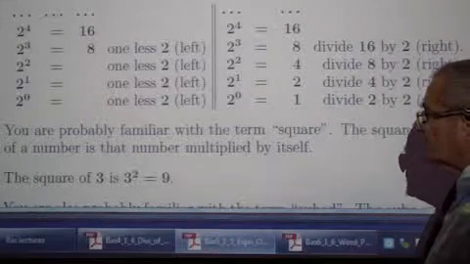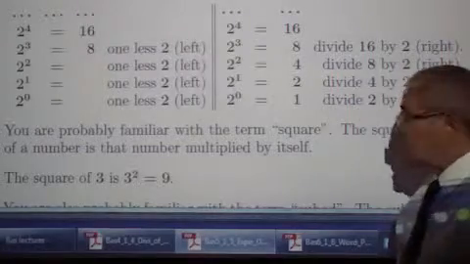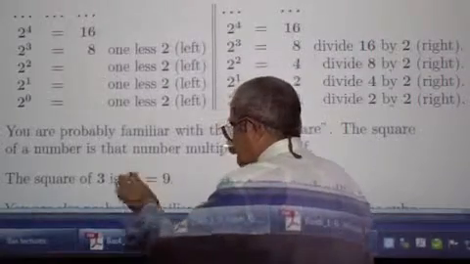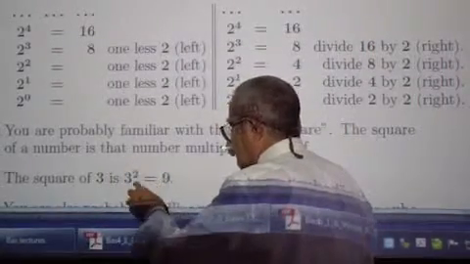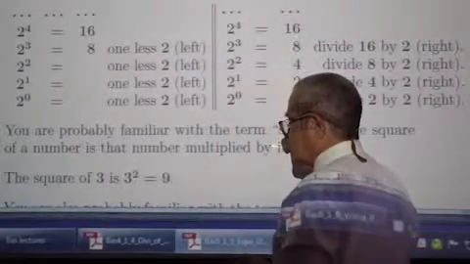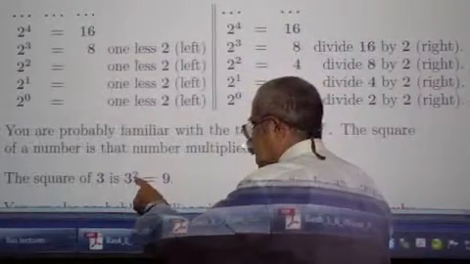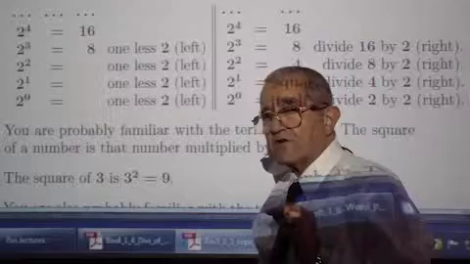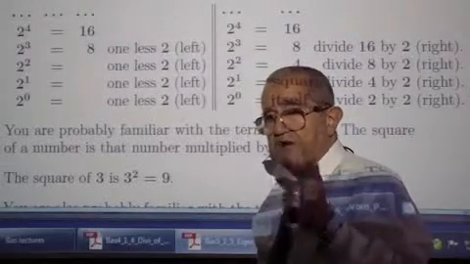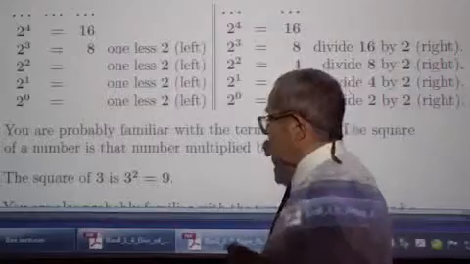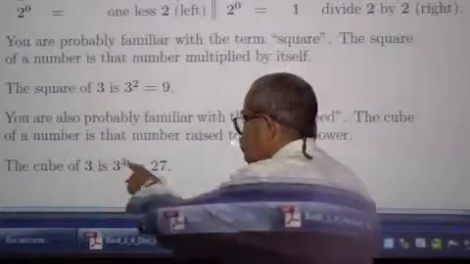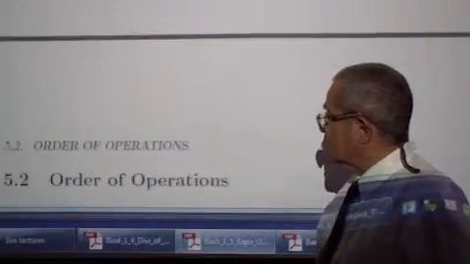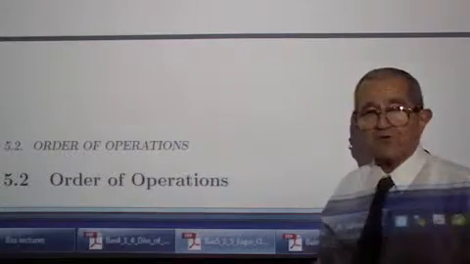What is the square of 3? 3 times 3 is 9. This is 3 times 3. It is not 3 times 2. So that 2 has to be written much smaller and in the upper right-hand corner of the 3. The 3 is called the base. The 2 is called the exponent. And 3 squared is 2 threes multiplied together, not 3 times 2. 3 times 3 is 9. 3 to the power 3 is 3 times 3, which is 9, times 3, which is 27. Okay? So that's for exponents.